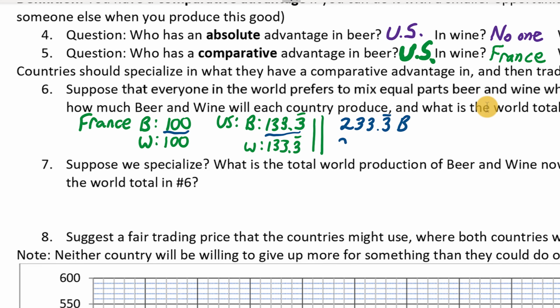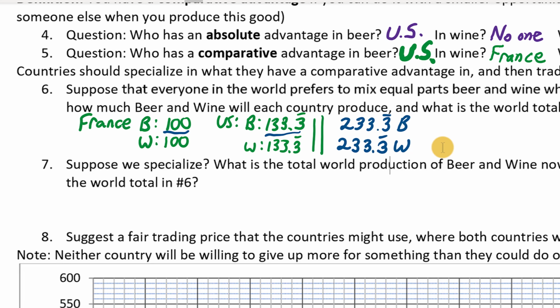Same thing for wine. Now, why am I doing this? Well, I'm doing this so that we can keep track of something like world happiness, world utility. The assumption here is if by trading we can somehow increase the total amount of beer and wine produced and consumed, then we're assuming that's going to be a good thing. Everybody's drinking responsibly, though, right?